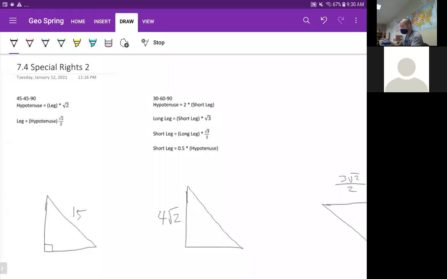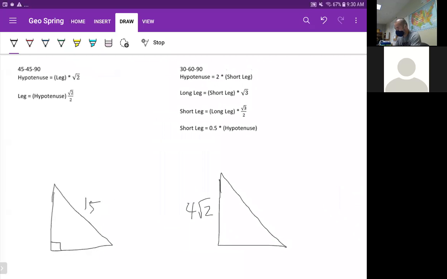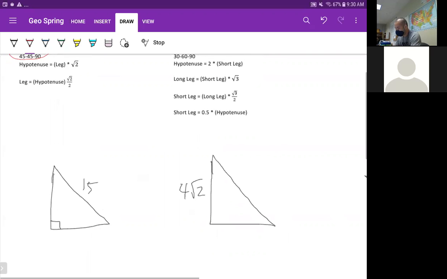Okay, here we go. So this is special rights, the more advanced version. So we're going to be working with the formulas and not with the shortcuts this time, just so you can see how it works. If it makes sense to you and you can use the shortcut and you get the answer, perfect, do that.